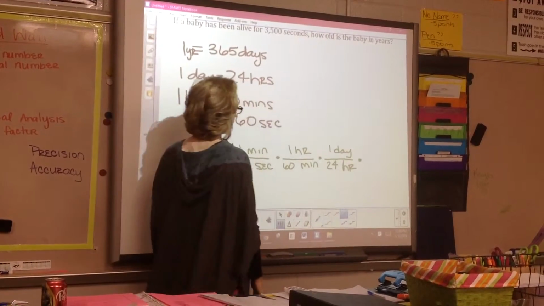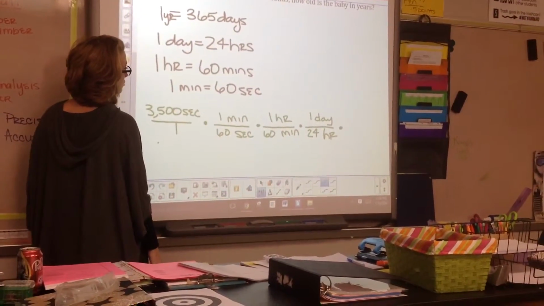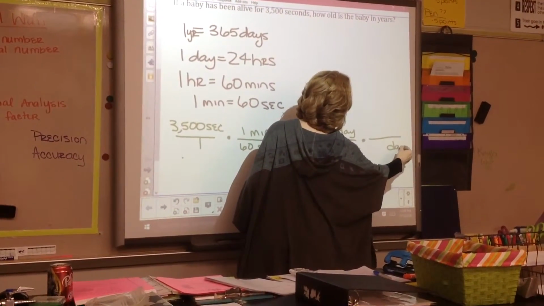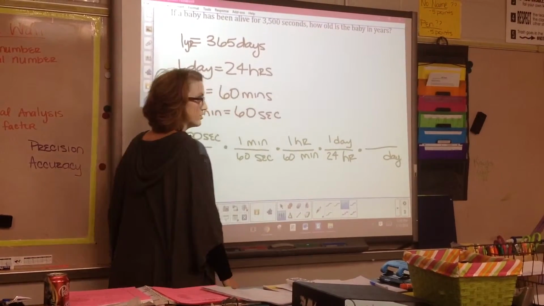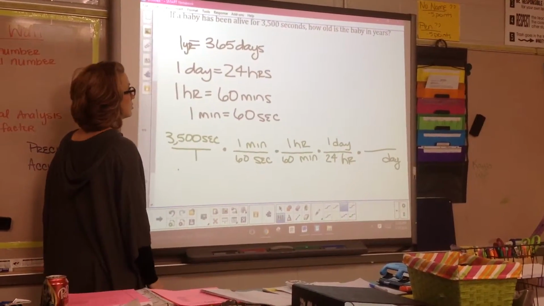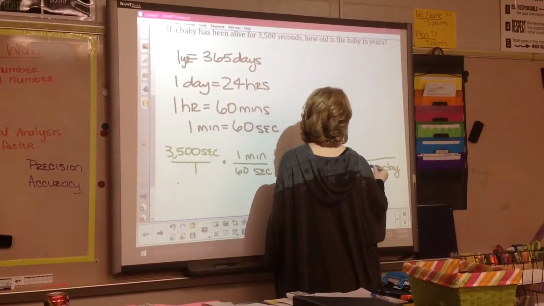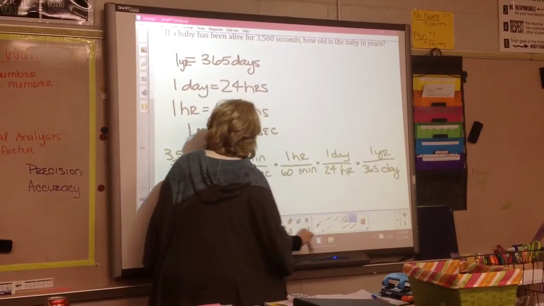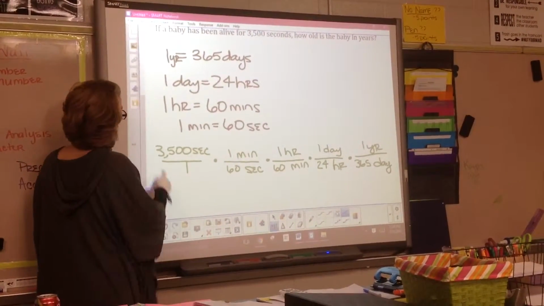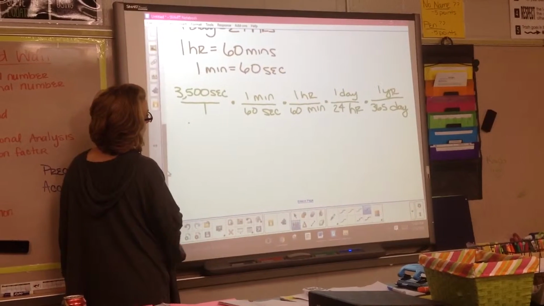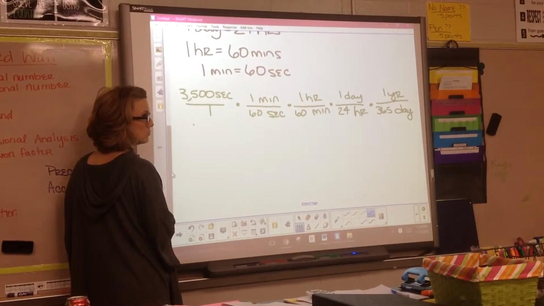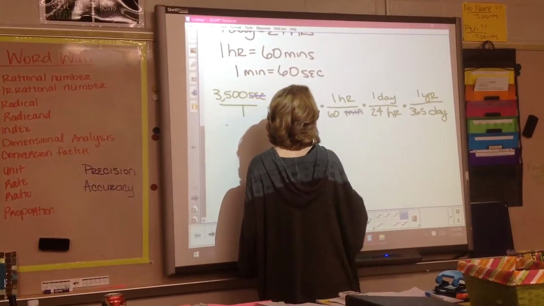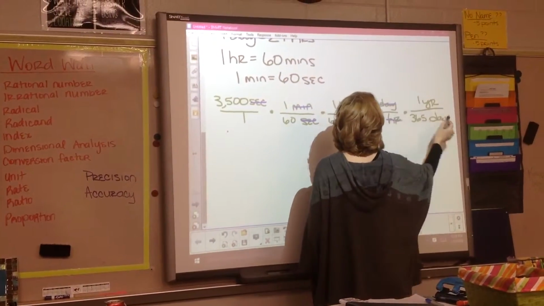Alright, and last but not least, with days. If it's in the top, it's going to go in the bottom with my conversion factor. And what did I find out with days? 365 days is 1 year. My next step, once I have everything set up, I'm going to cancel out my units. So what units do we see cancel out? My seconds, my minutes, hours, and days.